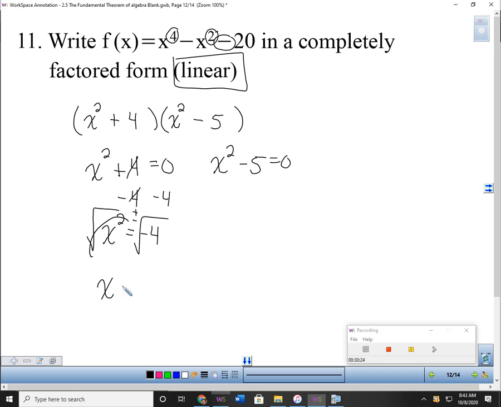So I get x is equal to plus or minus, I'm square rooting a negative, so I know I have an i, and then the square root of 4 is 2, so this would be 2i. And then same thing over here, I'm going to add the 5. So x squared is equal to 5. Square root, now 5 is not a perfect square, right? In fact, it's a prime number, so we can't even reduce it. So I just have plus or minus the square root of 5. So I have 2 zeros here and 2 zeros here, which make up my 4 zeros.